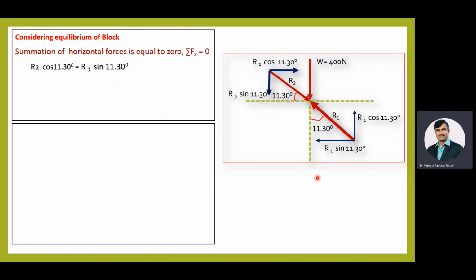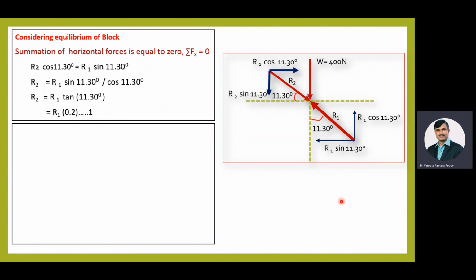Then R2 cos 11.30 degrees is equal to R1 sin 11.30 degrees. Then R2 is equal to R1 into sin 11.30 degrees by cos 11.30 degrees. Then R2 is equal to R1 tan 11.30 degrees. Then R2 is equal to R1 into 0.2. This is equation number 1. Then we will consider the summation of vertical forces is equal to 0. That is sigma Fy is equal to 0.